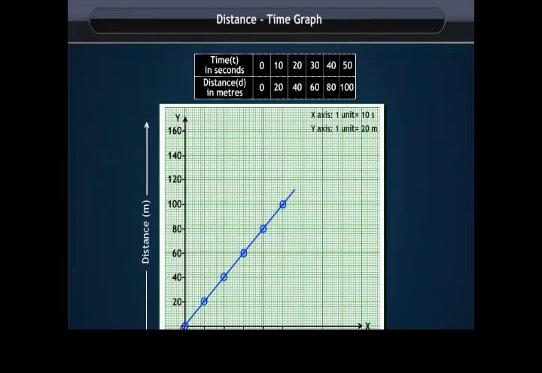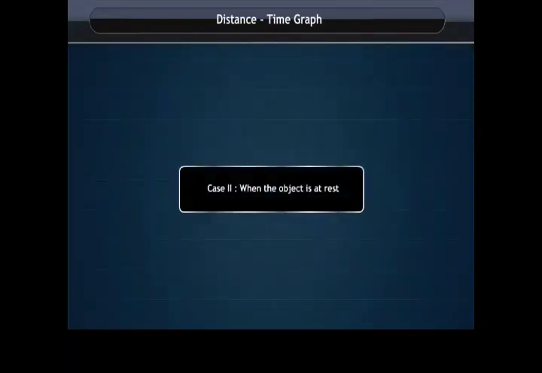Consider any two points A and B on this straight line. Drop a perpendicular from these points on the x-axis and y-axis and construct a right-angled triangle ABC. Find the slope of the straight line graph. This slope gives the speed of the moving car. So from the distance time graph, we can calculate the speed of the body, which is equal to 2 meters per second.